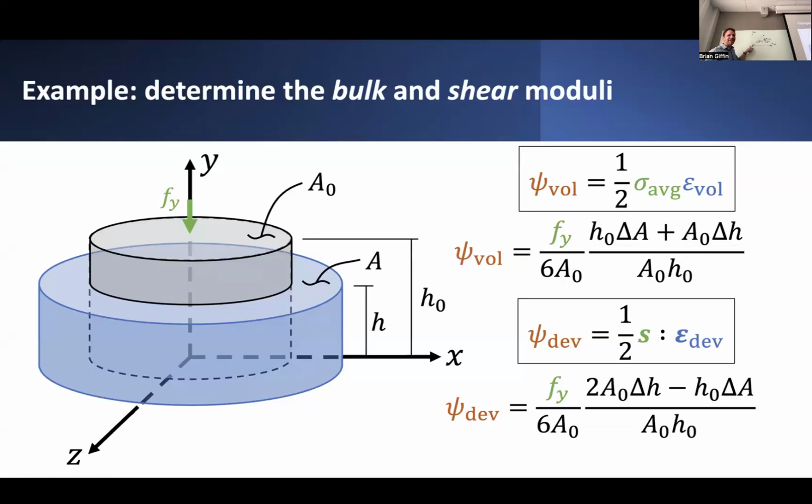And if the initial values were 0, then it's just, in this case, sigma average divided by epsilon vol at the final deformed state. We could do a similar thing to determine the resulting relationship between deviatoric stress and deviatoric strain. We could do it for a single component of the deviatoric strain and deviatoric stress, and do a similar procedure where we quantify the shear modulus as the ratio of the relative change in one of the components of shear stress and the relative change in the corresponding component of shear strain.